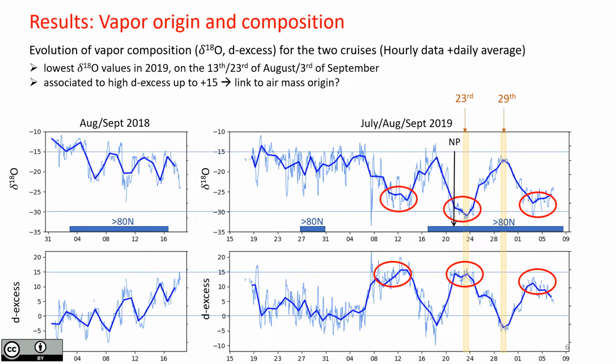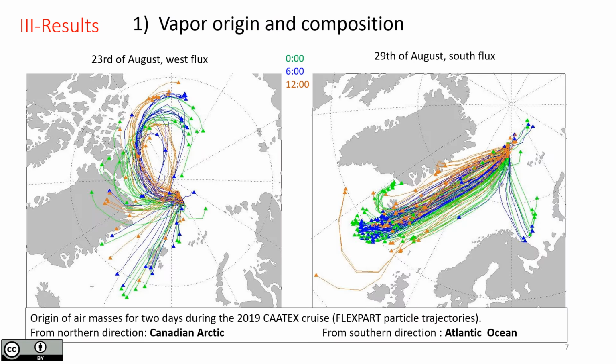changes in the air mass trajectories, so the origin of the air is probably different, and in order to test this hypothesis we were building trajectories for the 23rd of August, which is a minima in delta weighting, and for the 29th of August, which is a maxima in delta weighting. We can see immediately that the trajectories for these 2 days are very different.